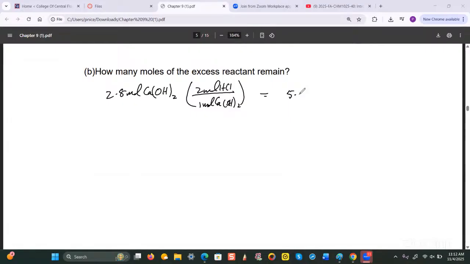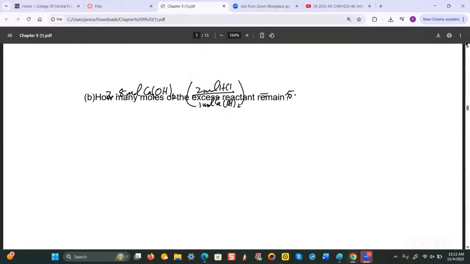Hold on. Which reactant was the limiting reactant? I'm sorry, from the first part. The limiting reactant was the calcium hydroxide. Okay. Let me just check something here. Okay, good, all right. I thought I was going in the wrong direction in this calculation.